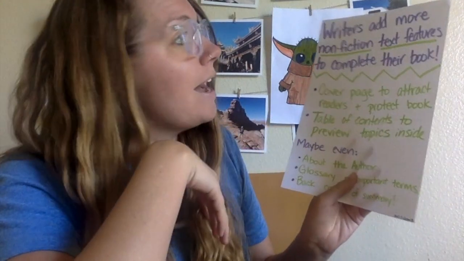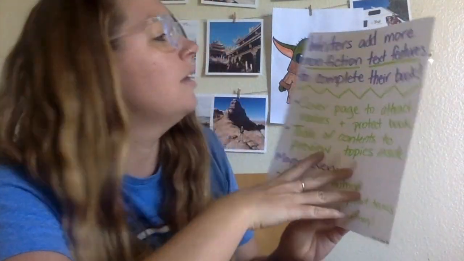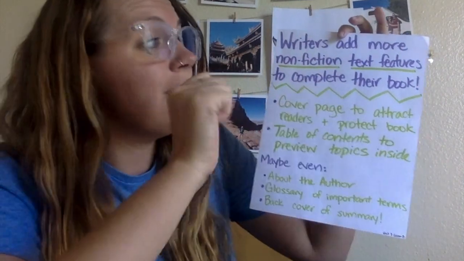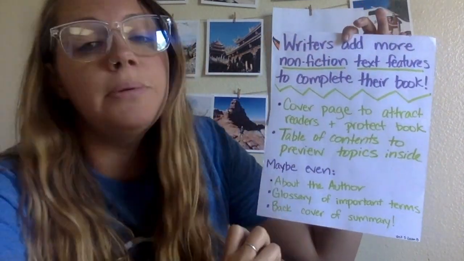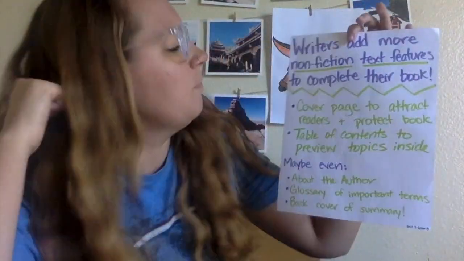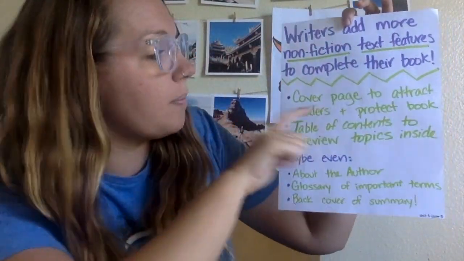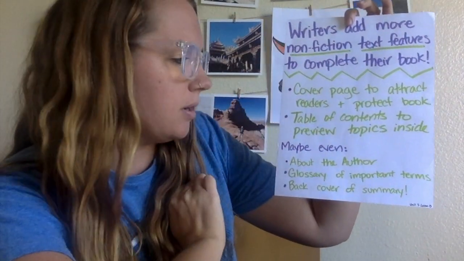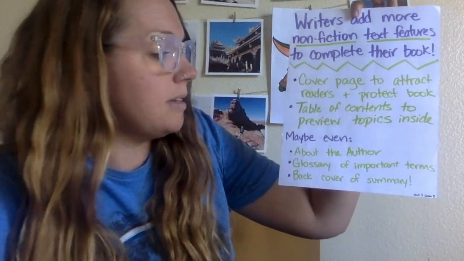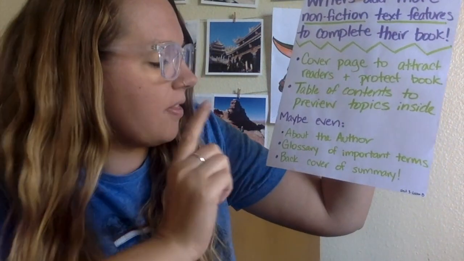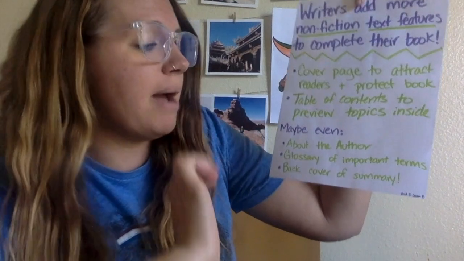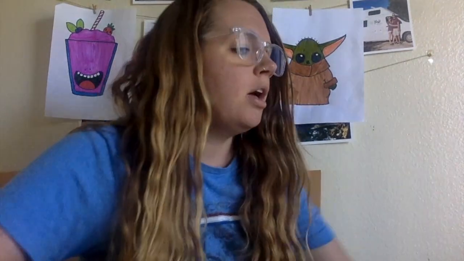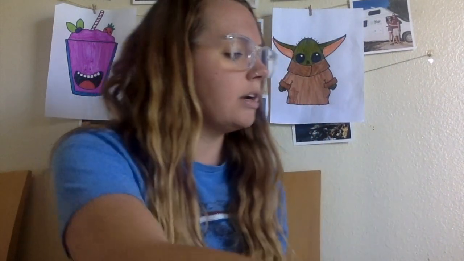Here we go. Last learning target of this unit: Writers add more nonfiction text features to complete their book. Yes! We can do that by adding a cover page to attract readers and protect the book, table of contents to preview topics inside, maybe even about the author, glossary of important terms, and back cover of summary. So, I'm going to quickly show you the things that you must have, the should, by pulling out my 4th grade California report that I showed during another video.